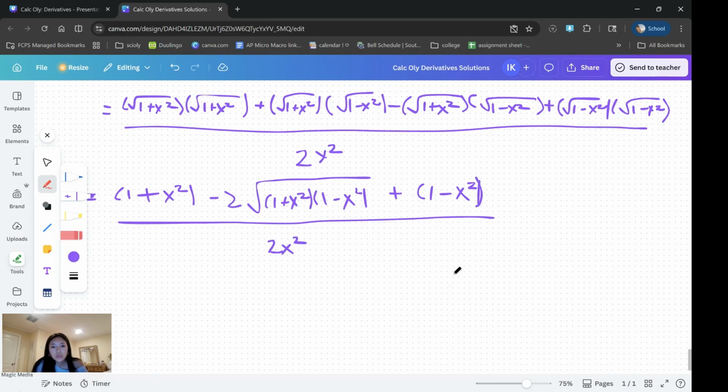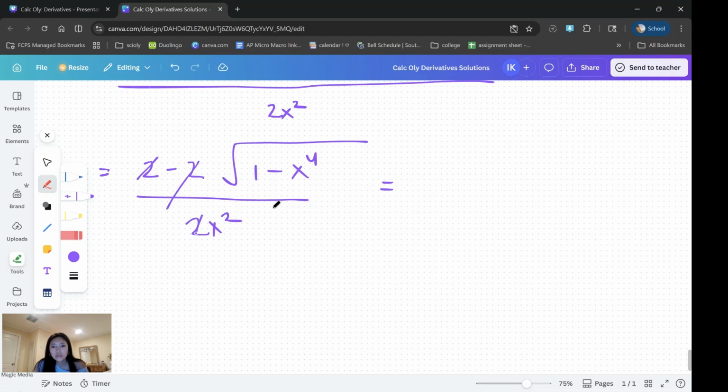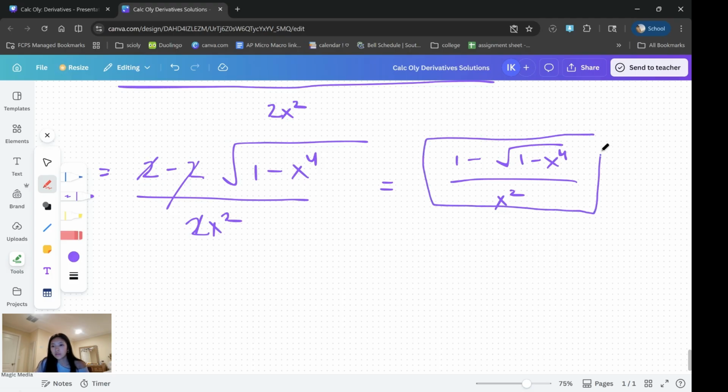Now I'm going to simplify the top again. So that can become 2, and then these cancel out, minus, when you distribute that, it's going to become 1 minus x to the 4th squared, and then you can take out these 2's, you get 1 minus 1. So this is just the simplified inside of the function.